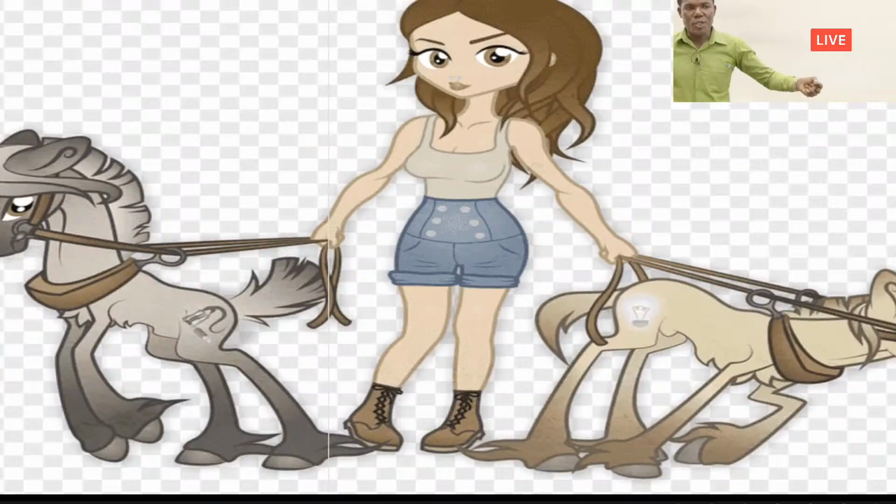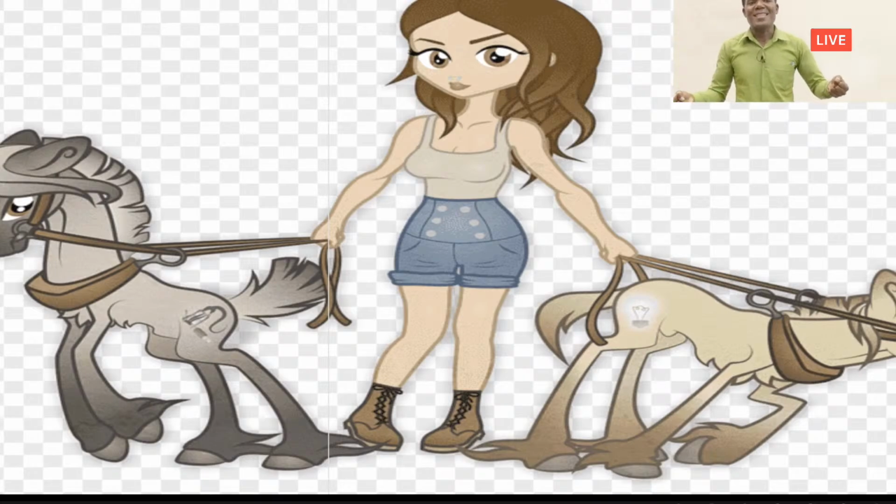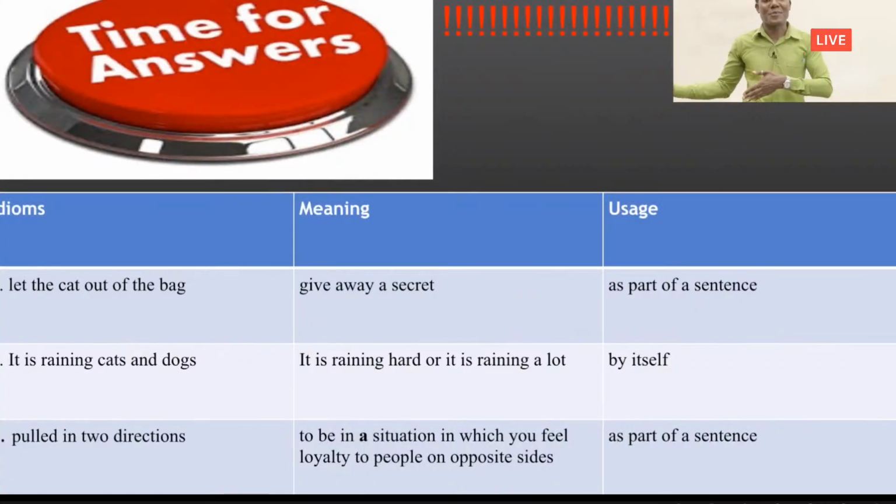Remember the picture where the young girl was in the middle, right? You're seeing this on your screen? Good. And she is pulled in two directions, right? That means, and the technician is telling me I'm going way out of focus, right? Good. So pulled in two directions, the cameraman, sorry. It means to be in a situation where you feel loyalty to people on opposite sides.